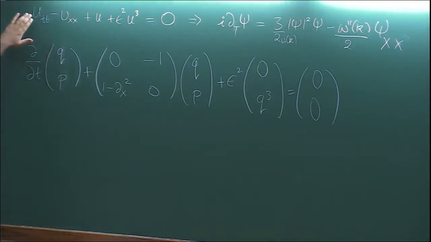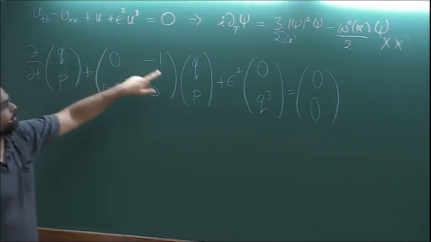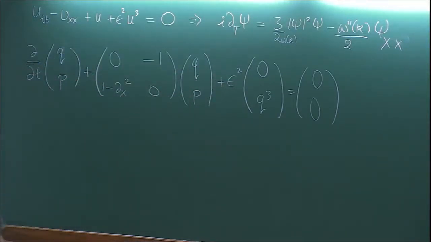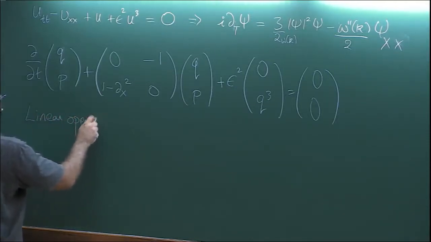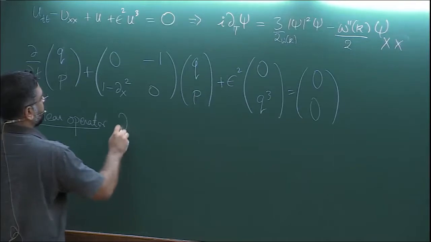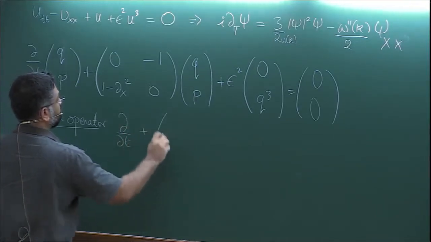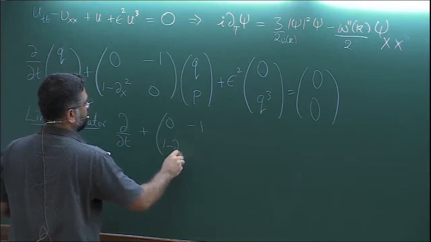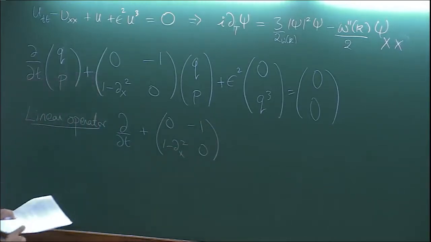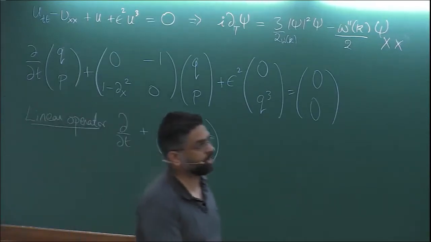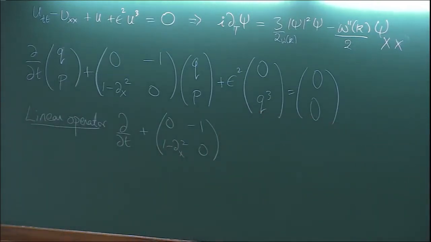So Q is the original field U, P is the time derivative of Q, as you can see by reading the first line. Right, so Qt equals P. Okay, so that means my linear operator is nothing but d/dt plus the matrix 0, negative 1, 1 minus dx squared, 0. And I want to know, does this linear operator have a non-trivial null space?